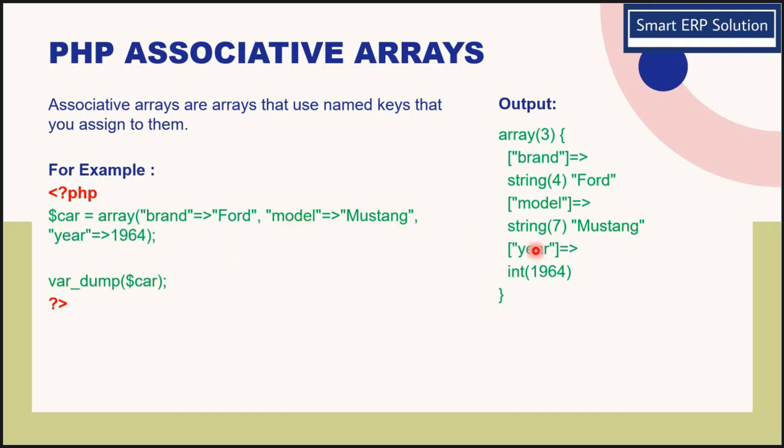year, integer. This will display the type of the variable: string, and this is the integer. So int will be displayed.